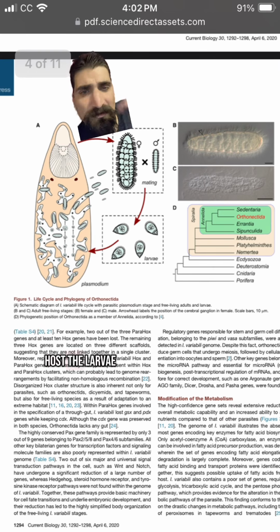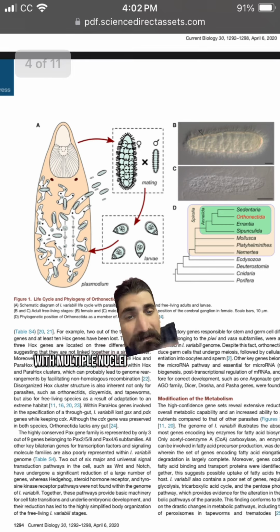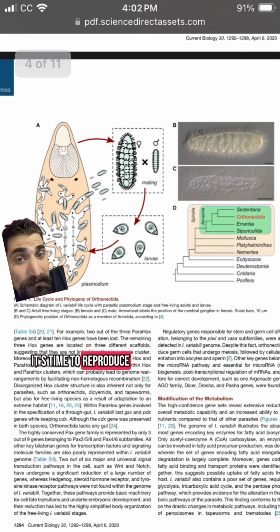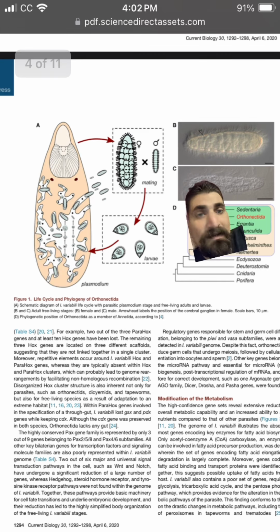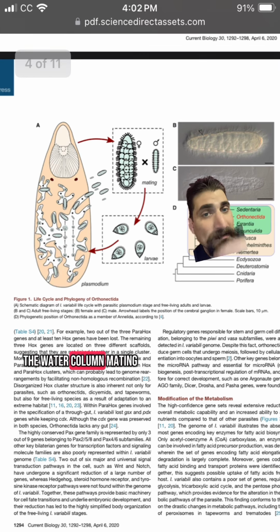Once in the host, the larvae start to break down and then combine with each other into a single mass sheet of cells with multiple nuclei. This sheet of cells is called a plasmodium. Plasmodium is also the genus of the protozoan that causes malaria. This is a different plasmodium. And then when it's time to reproduce, cells will start to clump with each other, forming the adults that then exit the host. The adults are then back in the water column, mating, starting the cycle all over again.